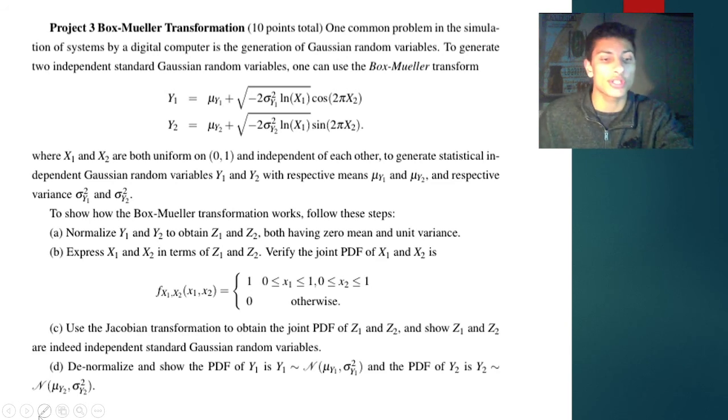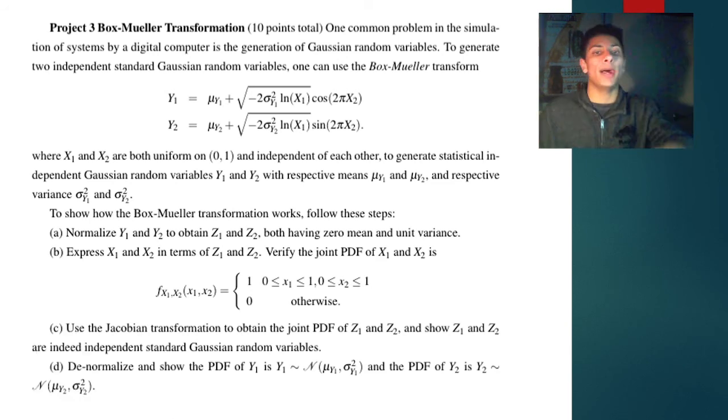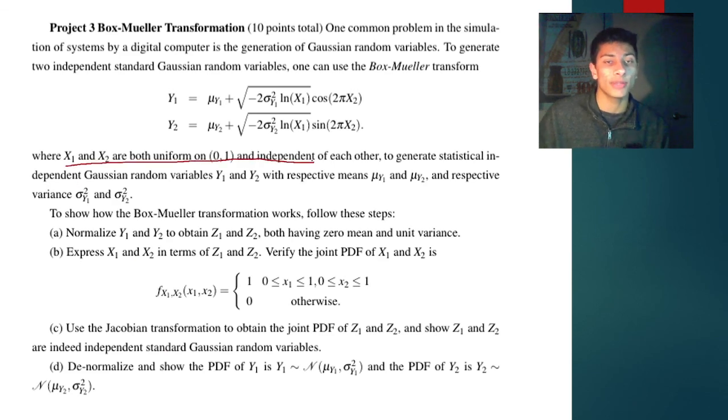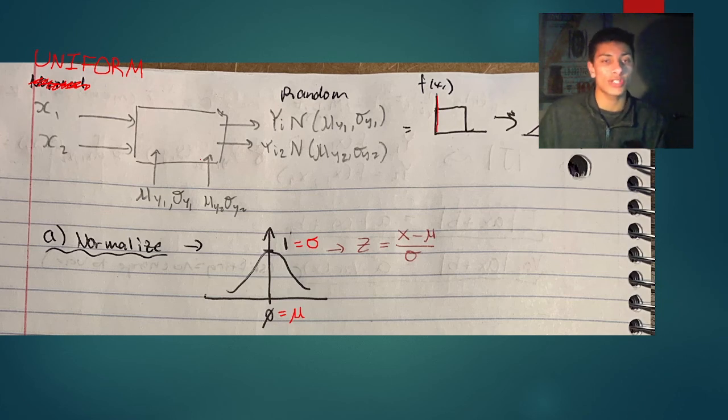So we have our question here where we are asked to use the Box-Muller transformation to take our uniform independent variables and transform them into Gaussian normal variables. So for the first part of our question, I'm just going to be explaining really quickly the Box-Muller transformation.